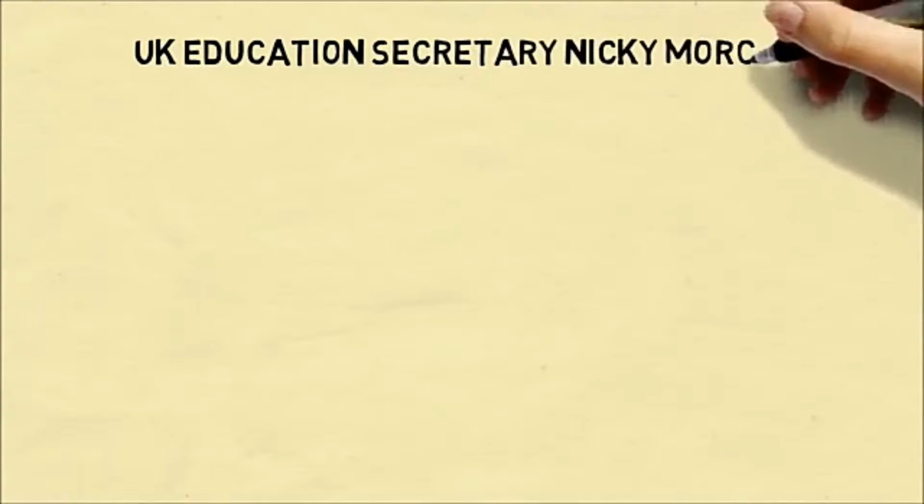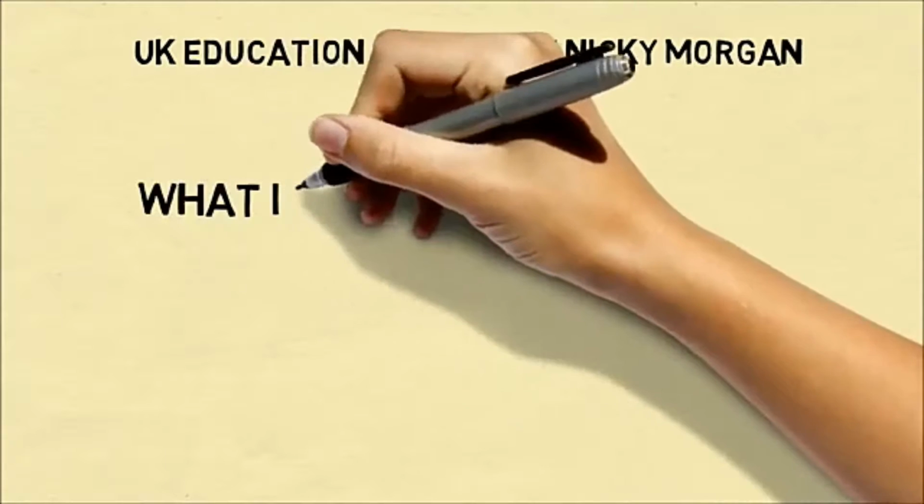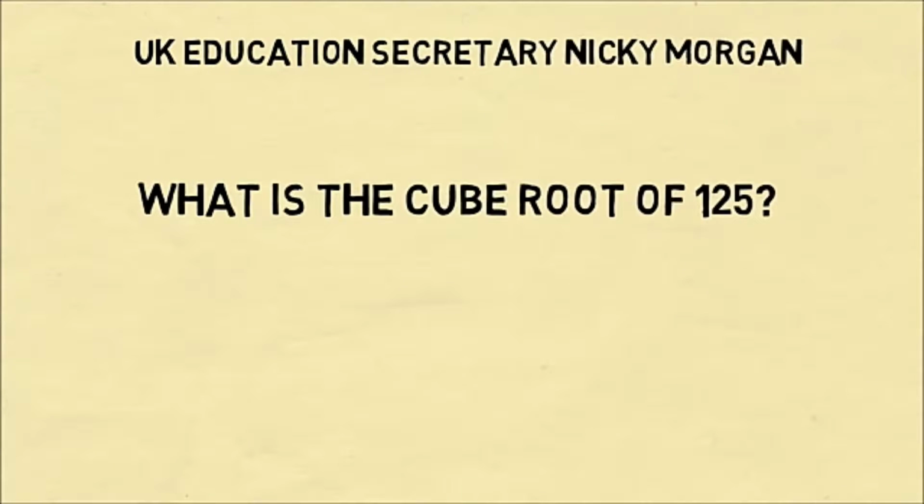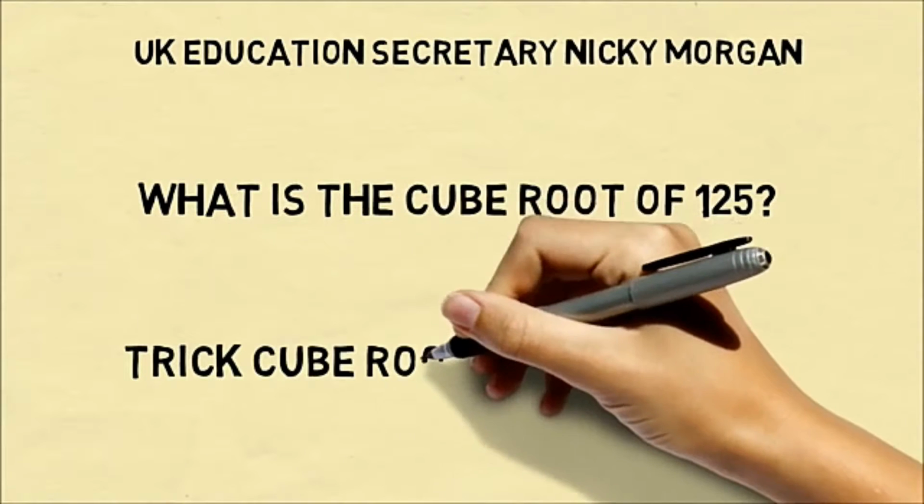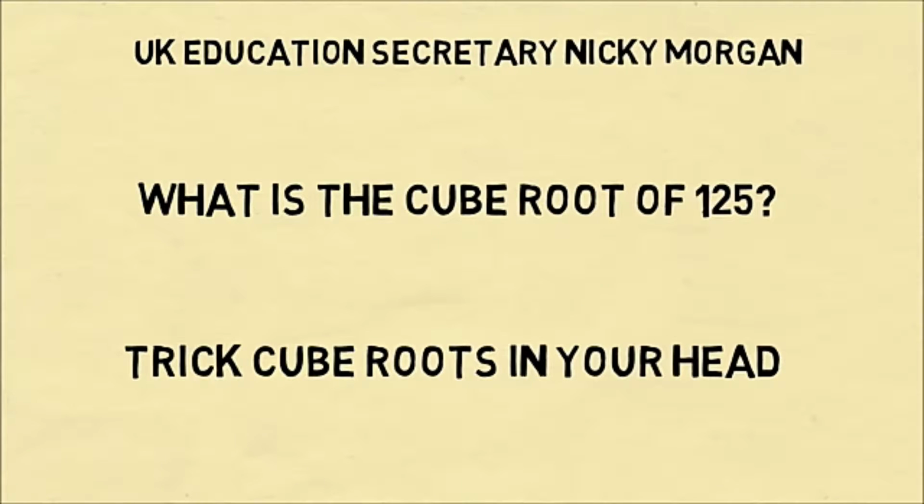The Education Secretary, Nicky Morgan, was recently on TV and put on the hot seat. She was asked by a 10-year-old the question, what is the cube root of 125? She refused to answer any math questions on TV, and I understand that, but if she knew the trick in this video, she could have answered it very quickly and done many more math problems.